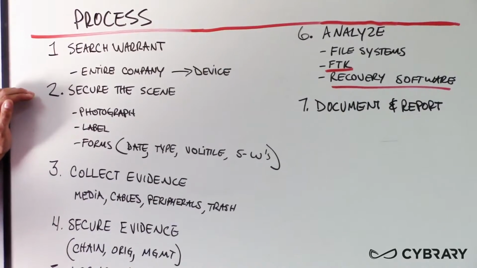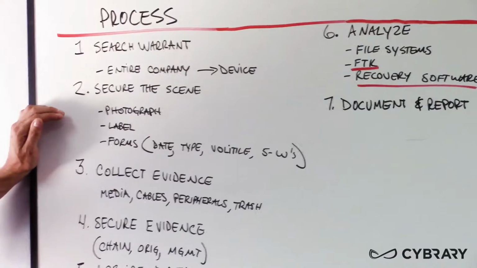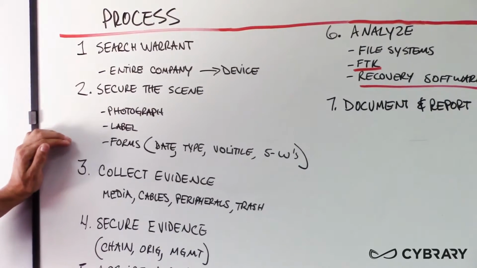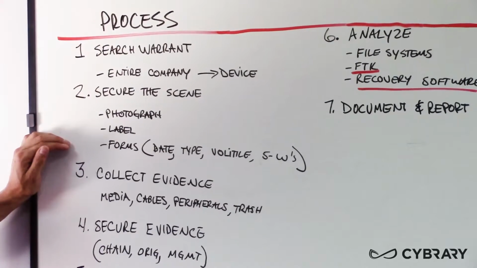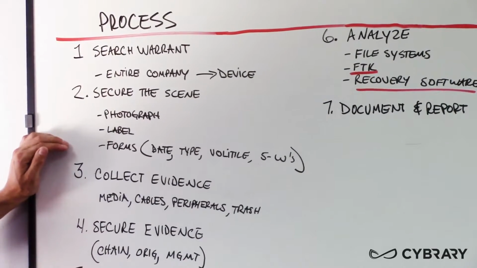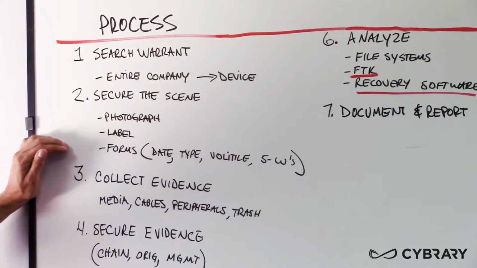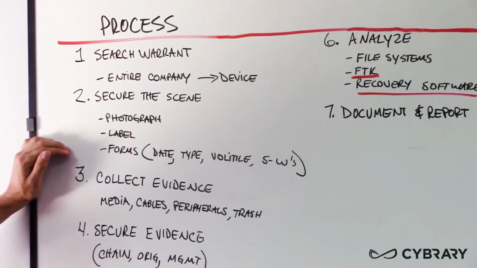We're going to need to secure the scene. This is going to be everything from photographing the scene to labeling it and filling out our forms in a complete manner, like dates and times, and is the evidence volatile versus non-volatile. Generally these address the 5 W's, the who, the what, the when, the where, the why, and the how of the evidence throughout the whole complete life cycle.